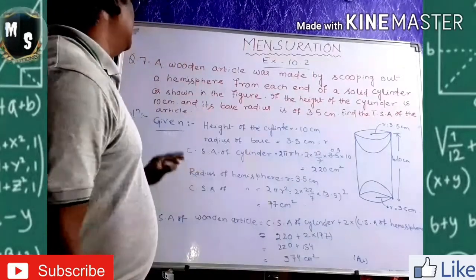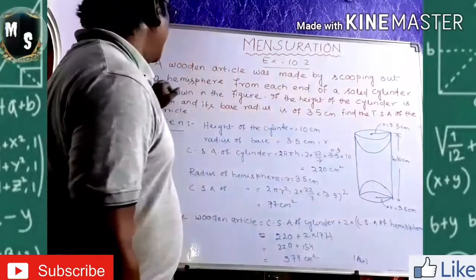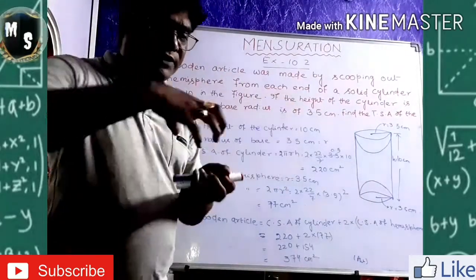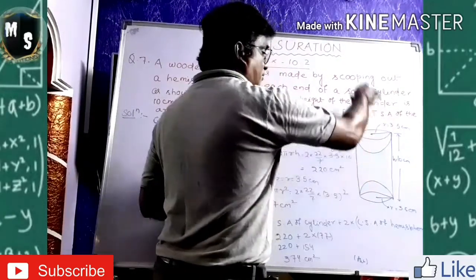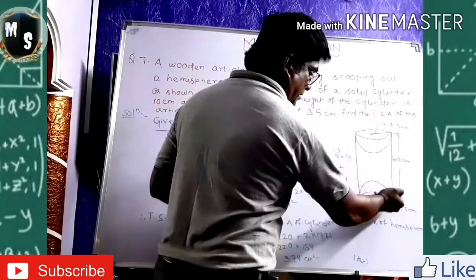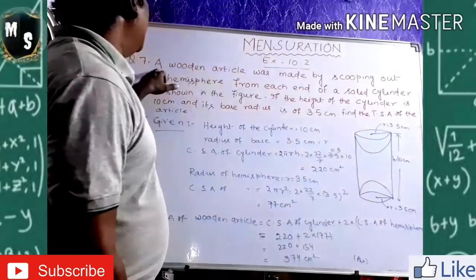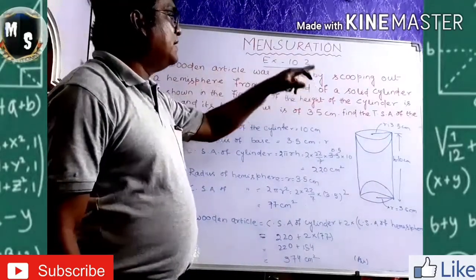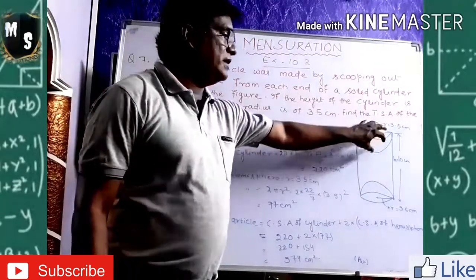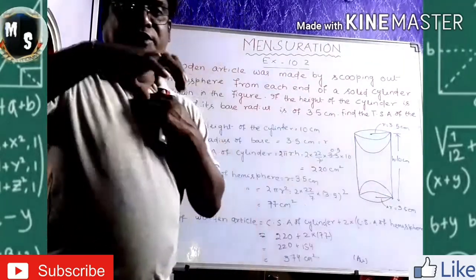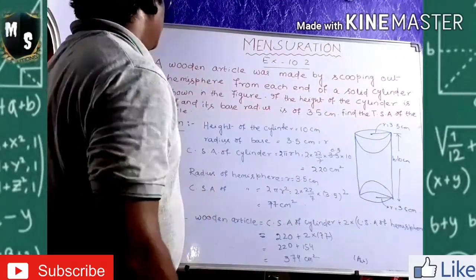See what it is saying. A wooden article was made by scooping out a hemisphere from each end. Scooping means to take out. If this is the cylinder, a hemisphere is scooped out. It means they took a spherical shape from the top and the bottom. A wooden article was made by scooping out a hemisphere from each end of the solid cylinder. They scooped it out, dug it out, as shown in the figure.